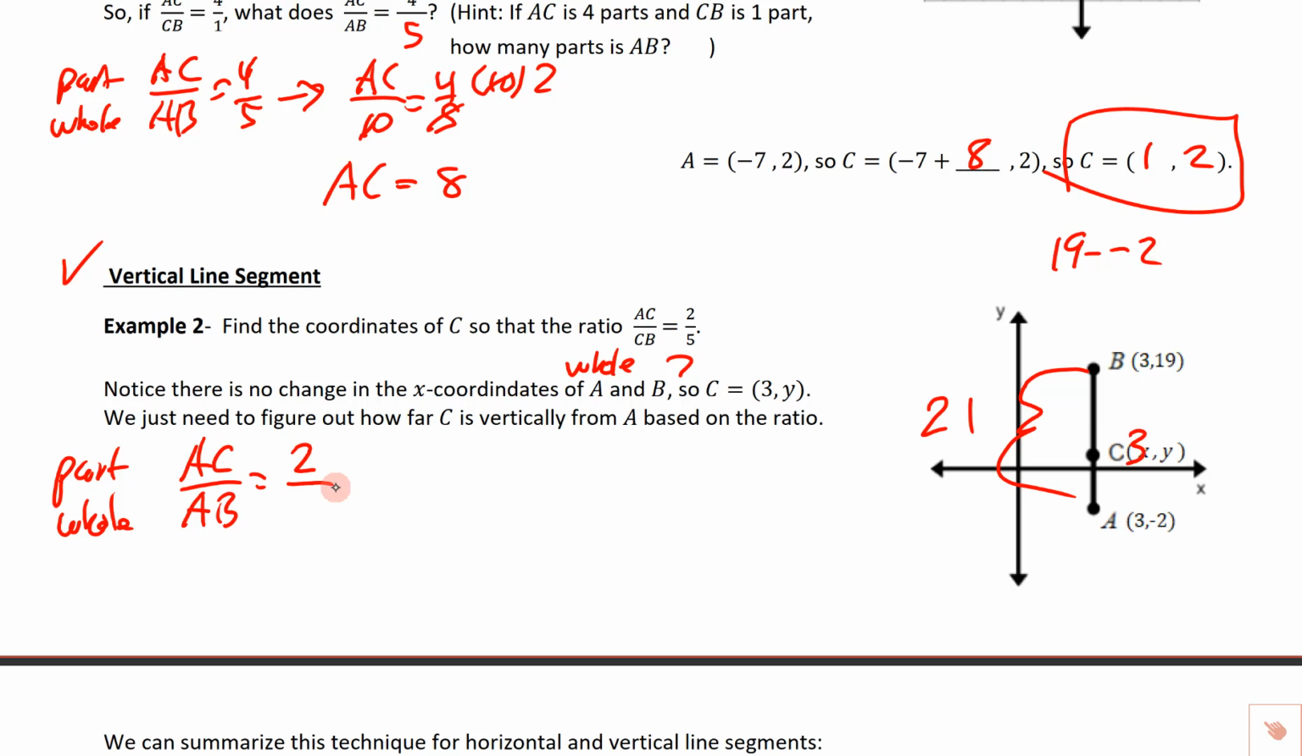Andy, how many parts in the whole? How many? Say that again? 7, there we go. Now we can take this and say AC over AB, and we know the length of AB, 21, is 2 over 7. Remember I said we were going to start off with some pretty easy ones? Times by 21. Those are going to cancel. AC is 6, right?